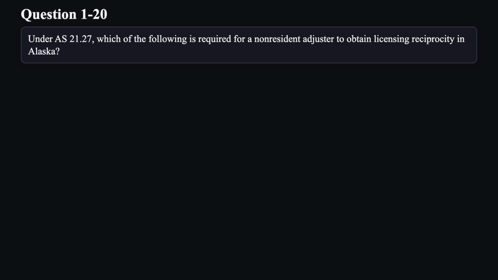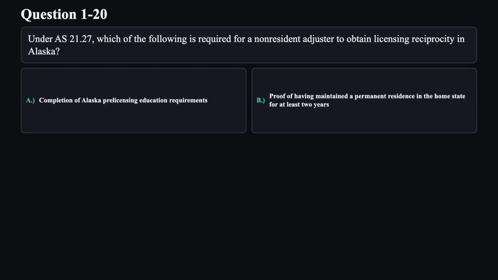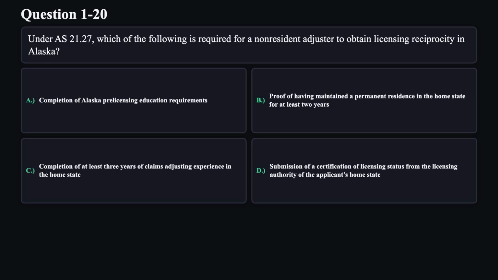Question 20. Under AS21.27, which of the following is required for a non-resident adjuster to obtain licensing reciprocity in Alaska? A. Completion of Alaska prelicensing education requirements. B. Proof of having maintained a permanent residence in the home state for at least 2 years. C. Completion of at least 3 years of claims adjusting experience in the home state. D. Submission of a certification of licensing status from the licensing authority of the applicant's home state.